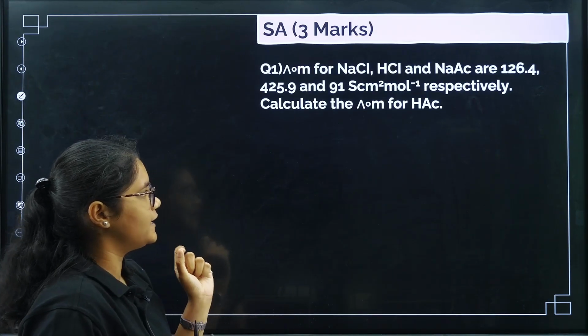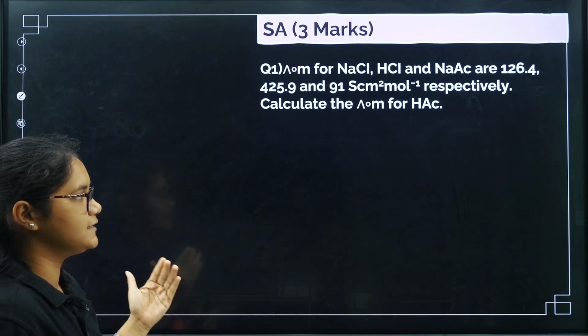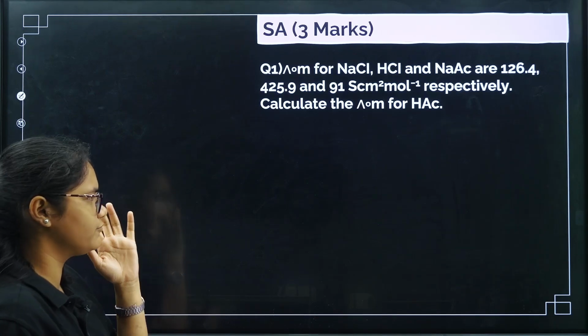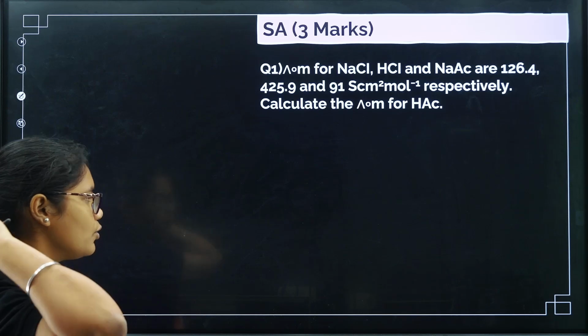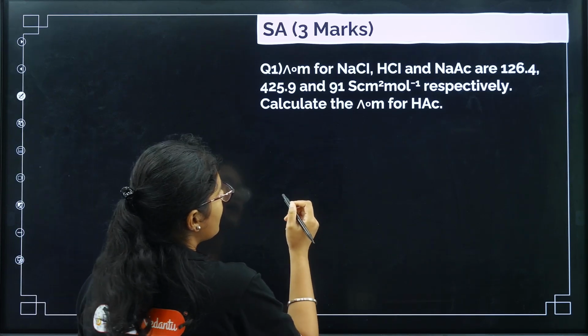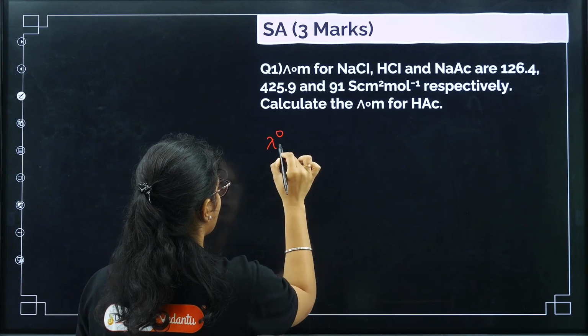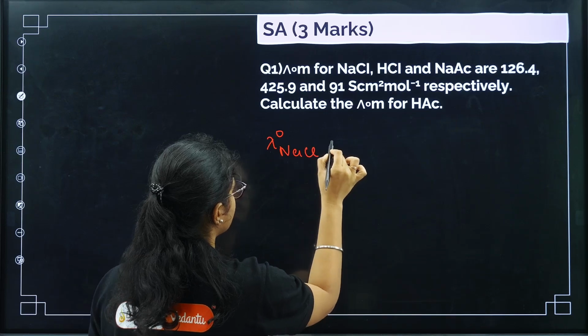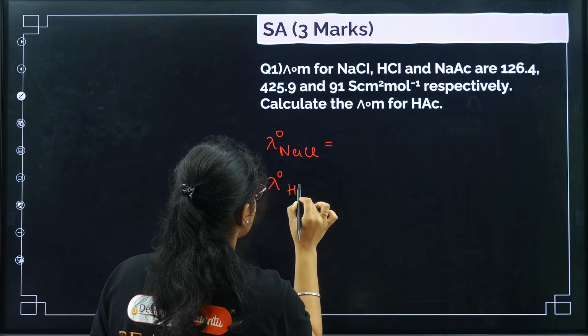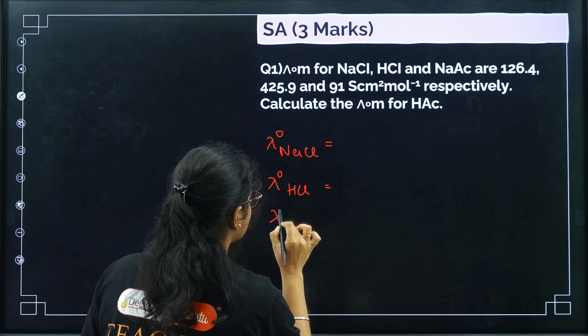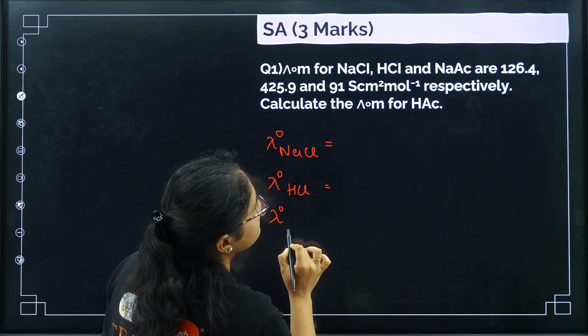Okay, now let us see the question. Lambda naught M for NaCl, HCl and NaAc are given to us. You need to calculate the lambda naught M for HAc. So you can do that easily using Kohlrausch's law, right? So how to present the answer? First you can write lambda naught M of NaCl. So please note down the values. And then lambda naught of HCl, and then you have lambda naught of NaAc, right?